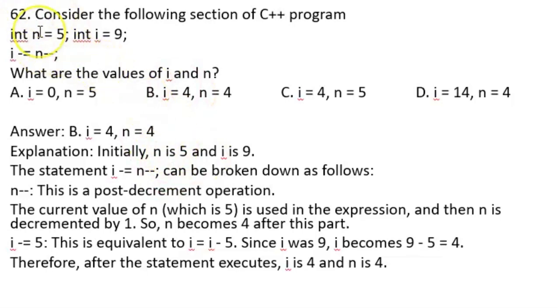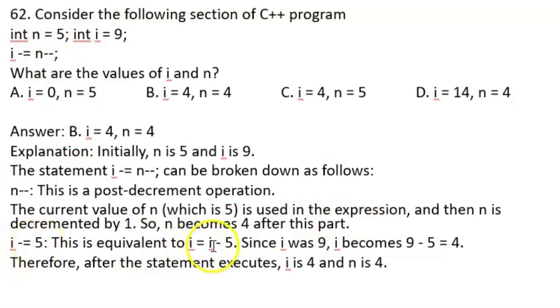Initially n is 5 and i is 9, and the statement i -= n-- means i = i - n--. Broken down as follows: n-- is the post decrement operation. The current value of n, which is 5, is used in the expression, and then n is decremented by 1, so n becomes 4.